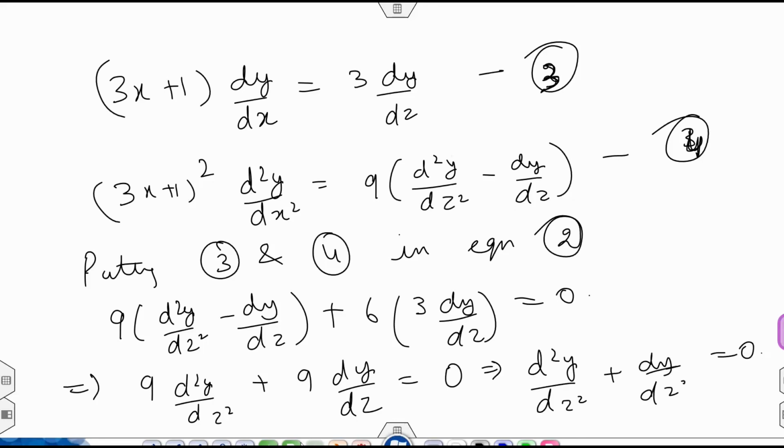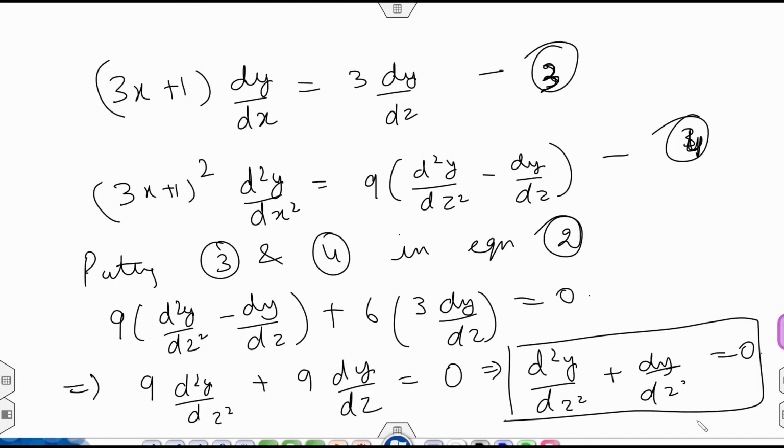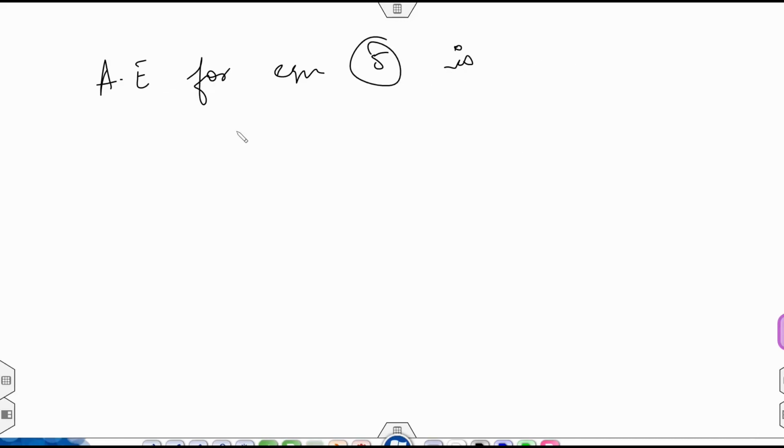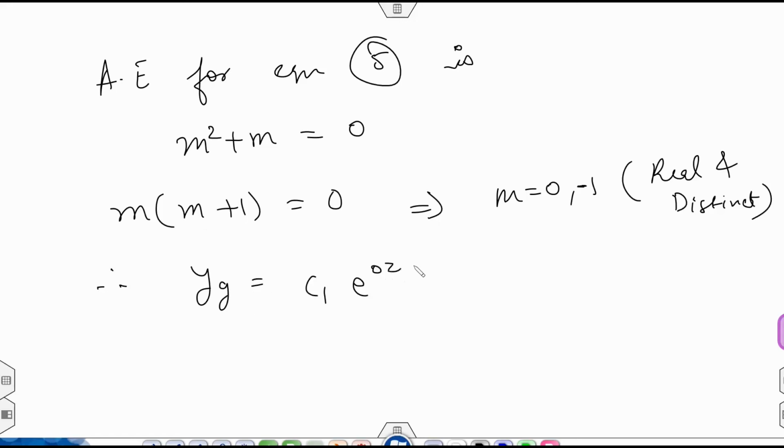Now if you want to solve this, how will you solve? You have to find the auxiliary equation. I'll call this equation number 5. Equation 5 is m² plus m equal to 0. So this is m(m+1) equal to 0, and this implies m is equal to 0 and minus 1. You can see that this is real and distinct, so it lies under case 1, and therefore yg will be equal to c1 e^(0z) plus c2 e^(-z).